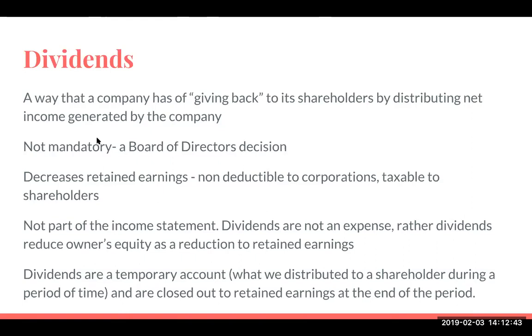Now, you might be saying, well, what if we have an investment and we got a dividend? Hey, that's great. That's intermediate accounting. That's not right now. Or maybe owner's equity. So very, very important. They are not an expense. They're going to be reducing owner's equity as a reduction to retained earnings. And dividends are a temporary account similar to revenues and expenses. And we're going to be closing those out to retained earnings at the end of the period.